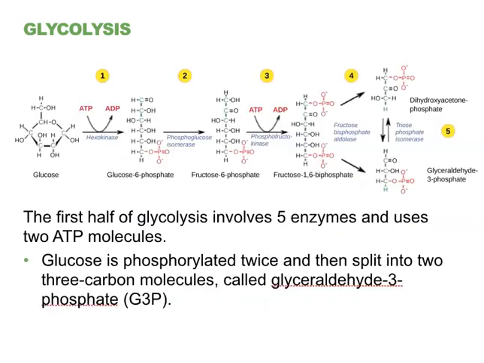So, how? Well, here's a subset of all of the glycolysis steps. The first half of glycolysis involves 5 enzymes and uses 2 ATP molecules. Glucose becomes glucose 6-phosphate. The significance here is this: once glucose is brought inside of a cell using hexokinase, it has to be phosphorylated so it doesn't move down its concentration gradient. Then we're going to take an isomerase. And remember what an isomerase is. It changes its shape. It's going to take glucose 6-phosphate and convert it into fructose 6-phosphate.